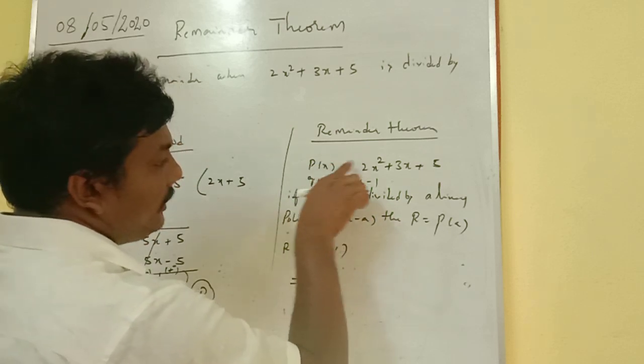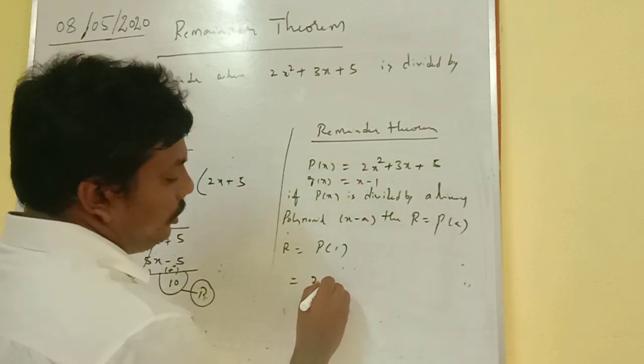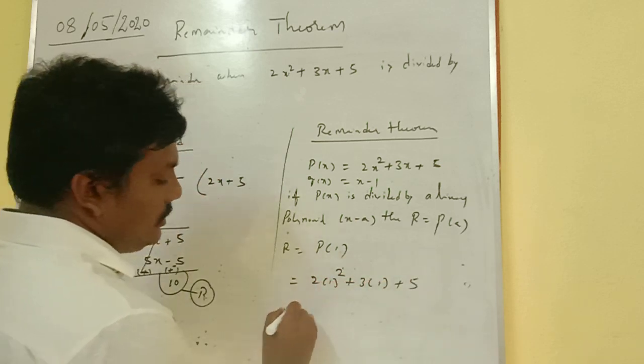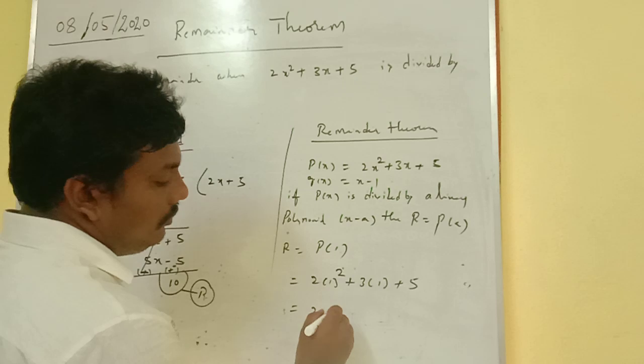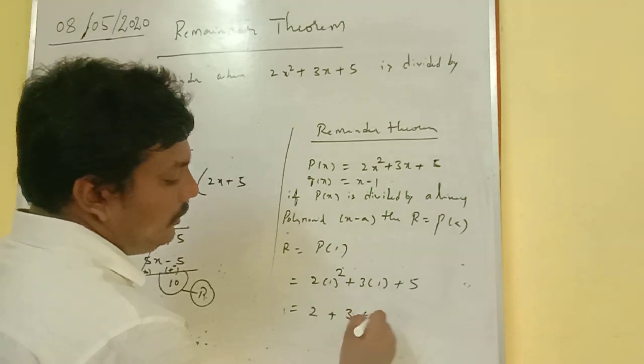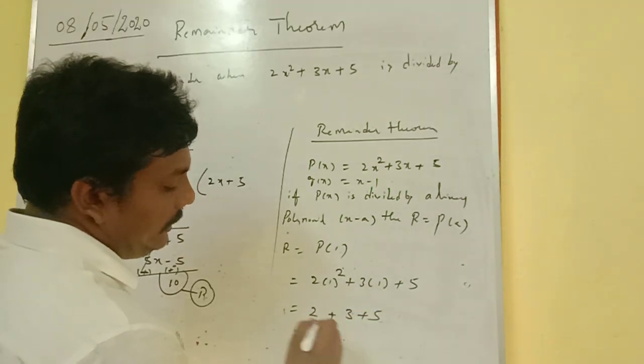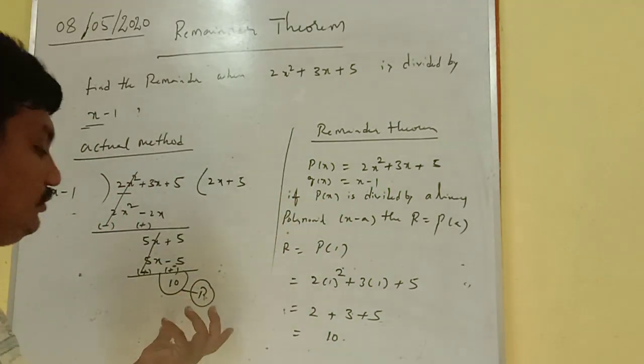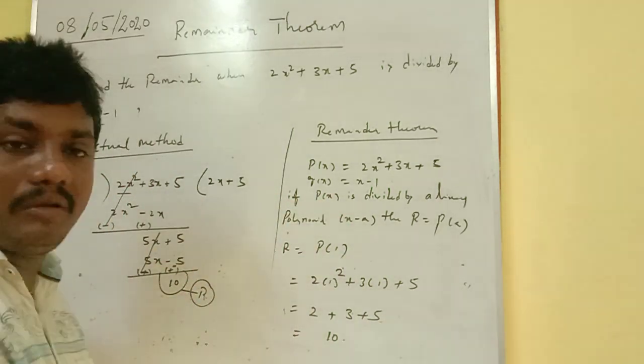So in the place of x, you take 1. P of 1 is 2 into 1 square plus 3 into 1 plus 5. So 2 into 1 square is 2, plus 3 into 1 is 3, plus 5. So 2 plus 3 plus 5, this is 10. So actually this is the simple method. Here also the remainder is 10, and in the actual method also the remainder is 10.